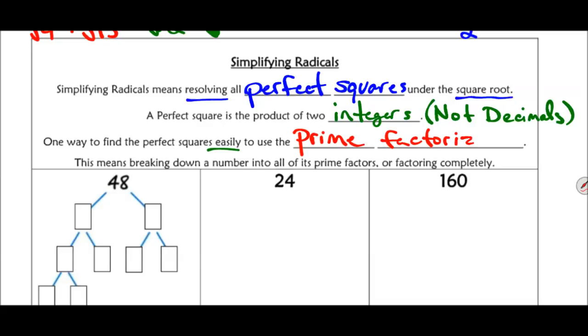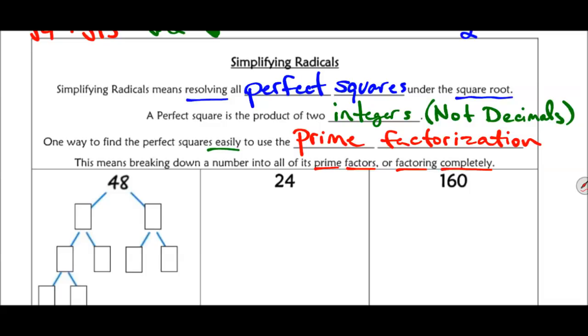And a prime factorization basically means we're breaking a composite number, a not prime number, down into its prime factors. Or we're just factoring it as completely as we possibly can.